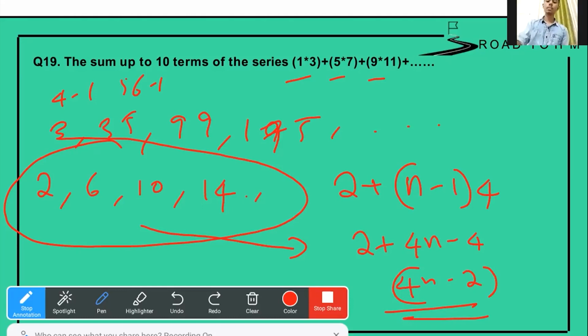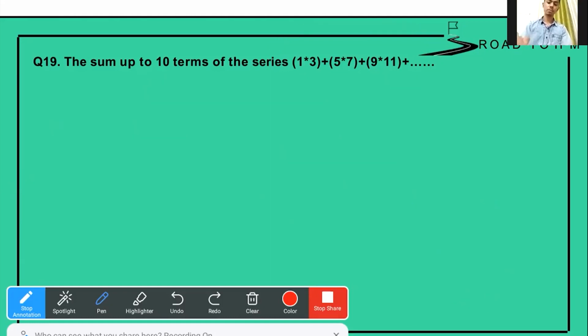But that's not the nth term for this series. The nth term for the series would be the square of this number minus 1. So that would be 4n minus 2, the whole square, minus 1. That would be a_n. 4n minus 2 whole square minus 1 is a_n. You can simplify that, obviously.